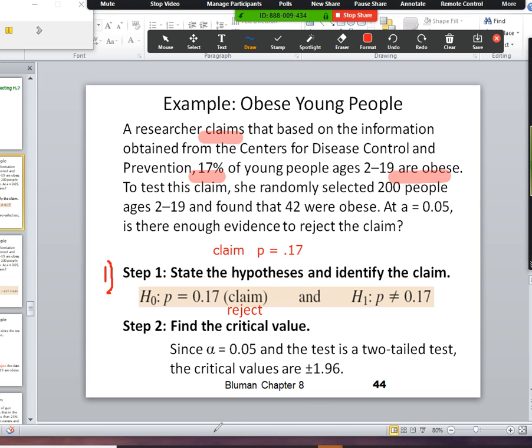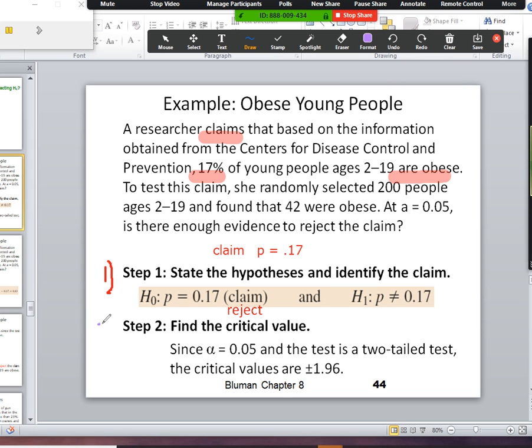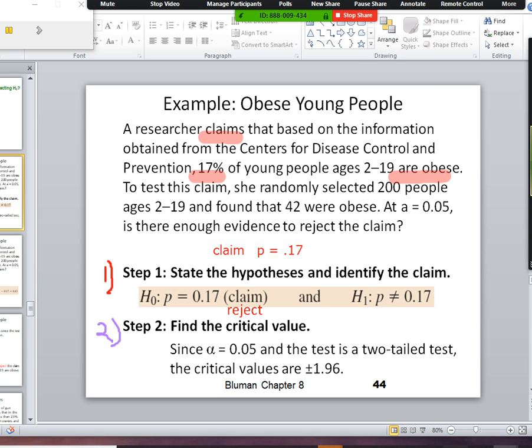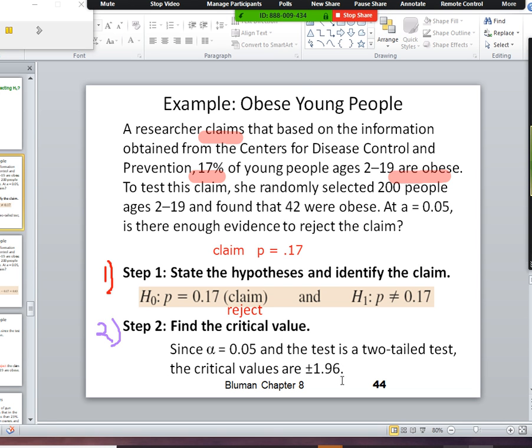Step 2, find the critical value. Since alpha is 0.05, the test is a two-tailed test. I'm going to look at my handy-dandy z-table, and I'm going to say, okay, 0.05 two-tailed, proportion, all the way to the bottom, 1.96. Great. So 1.96 positive and negative, because it's two-tailed, and then I'm going to draw myself a nice little picture.